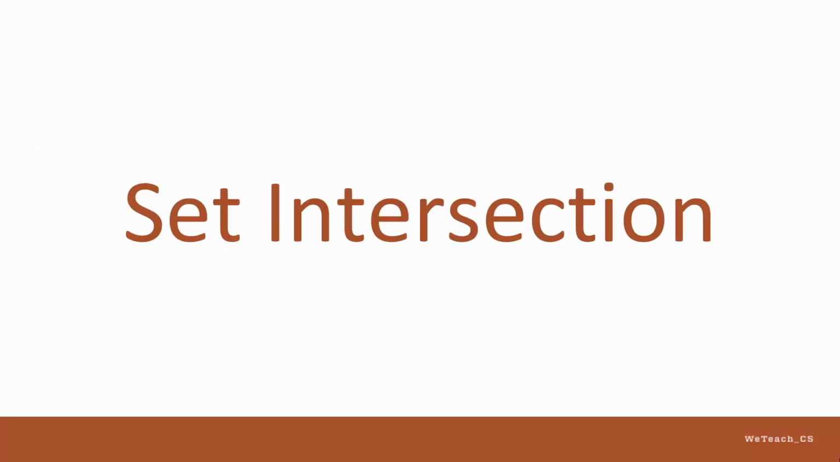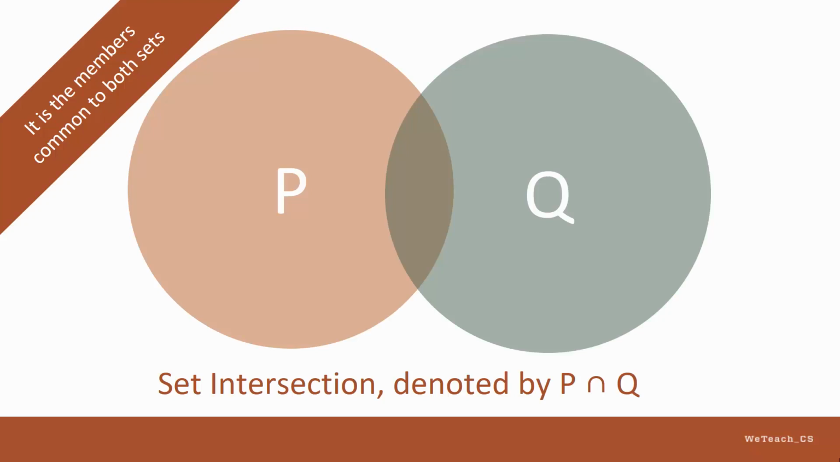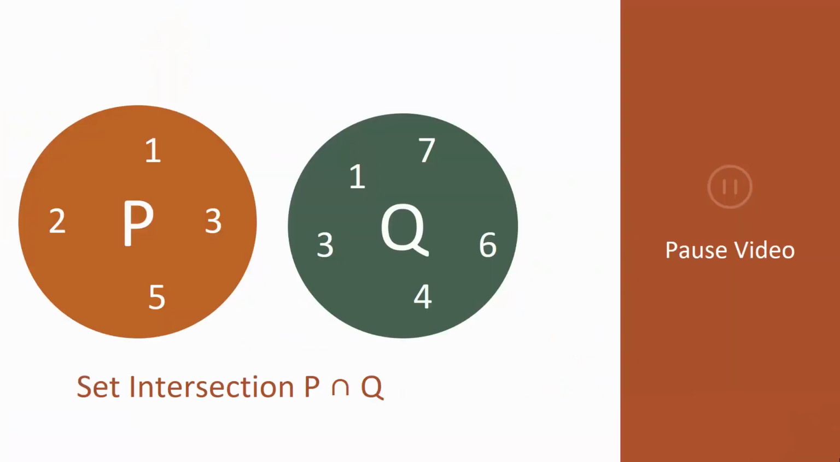The next set operation we're going to look at is the set intersection. The intersection of set P intersection Q is the region that is common to both sets. Let us say that P is made up of 2, 1, 5, 3, and set Q is made up of 7, 3, 6, 1, 4.